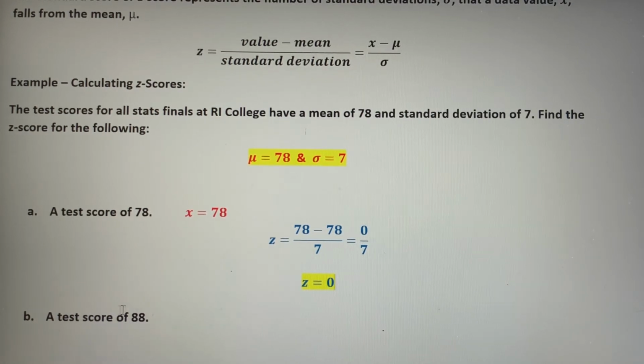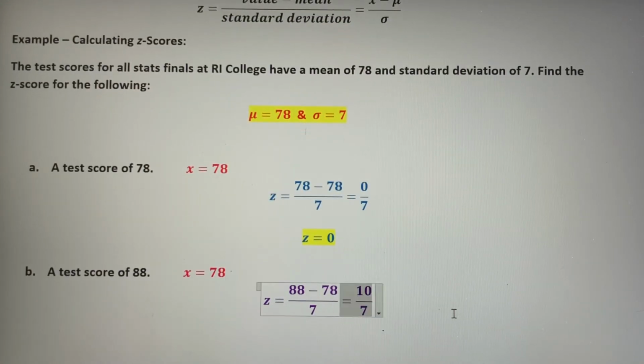So in B here, I've got a test score of 88. So that's going to be my data value, my observation value. So x is going to equal 88 here. So z equals 88 minus 78 divided by 7, which is 10 divided by 7. We're going to round to the nearest hundredth. You're going to get used to seeing that our z-scores are going to be to the nearest hundredth. So z is approximately 1.43. Again, this x value should have been 88, not 78.